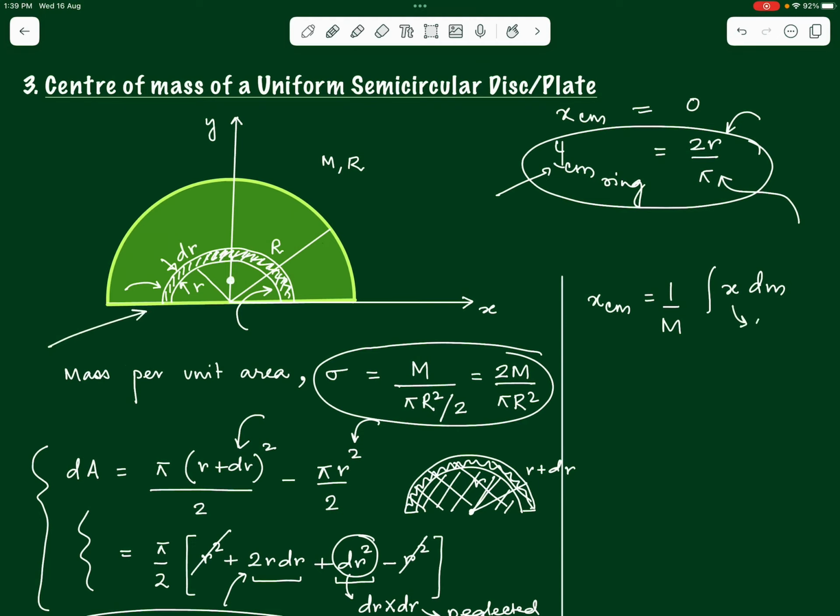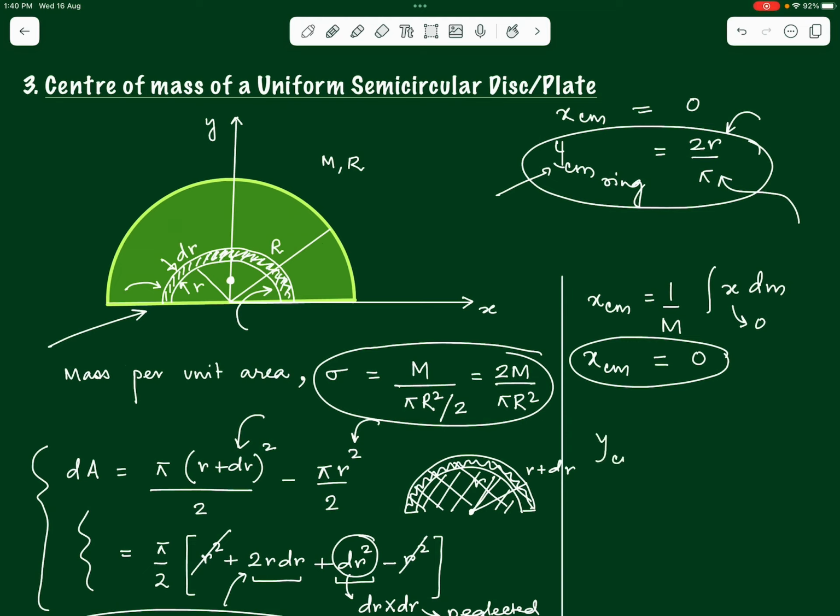So this x will be 0 over here, so that the expression for the x coordinate of center of mass itself will come out to be 0. Which we were expecting actually. We were expecting the center of mass to be lying along the y axis. That means the x coordinate will be 0, which is as it is coming out to be.